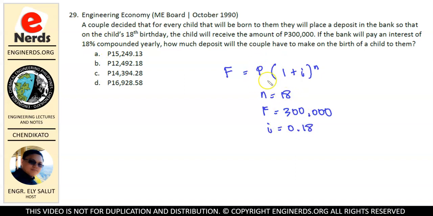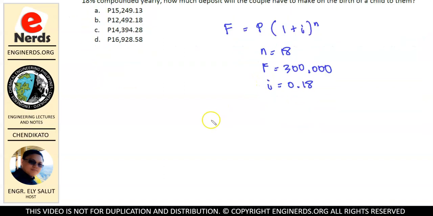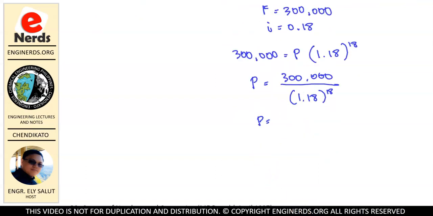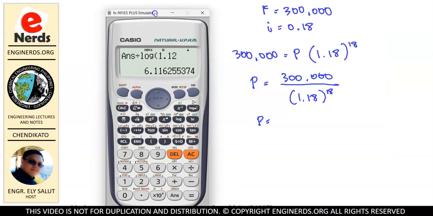So from here, makukuha natin how much principal is needed. So our F, which is 300,000, is equal to P times 1 plus i, which is 0.18. So we have 1.18 to the n, which is 18. Right? So we can solve for our P. Our P is equal to 300,000 divided by 1.18 to the 18. So we can solve for the value of P. So let's have again our calculator.